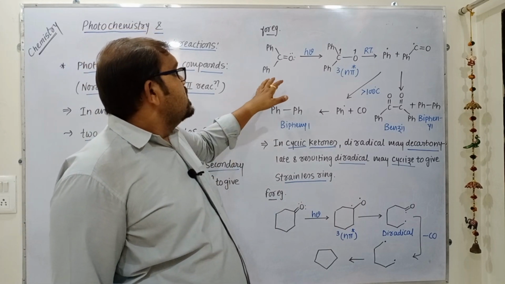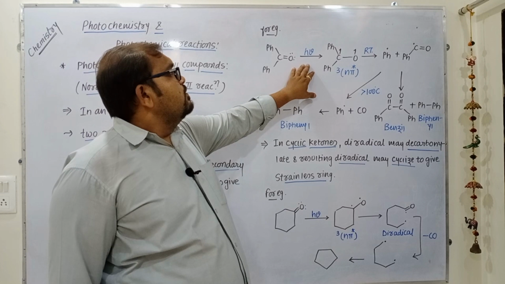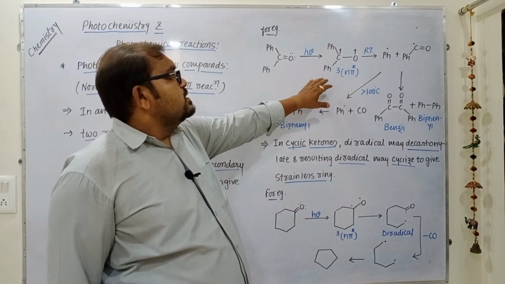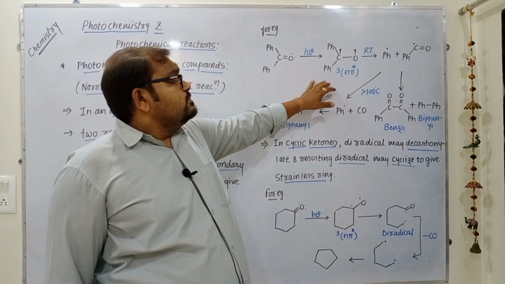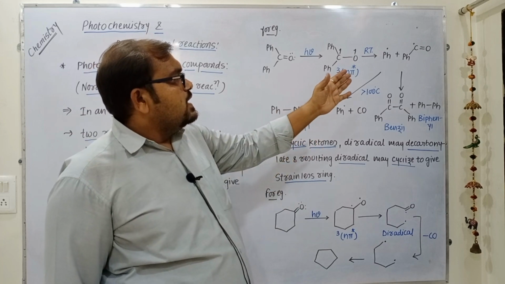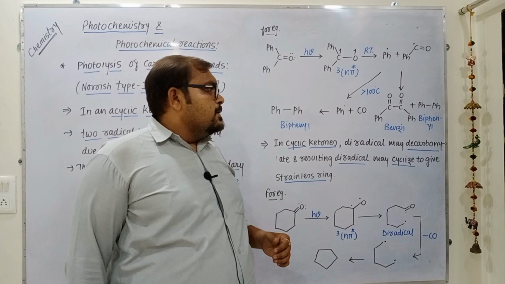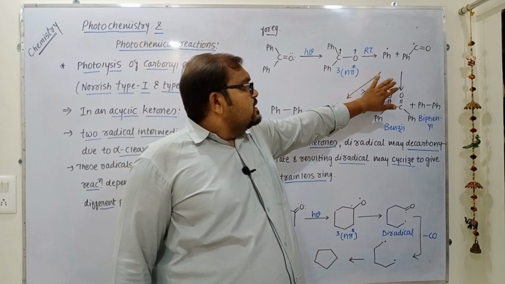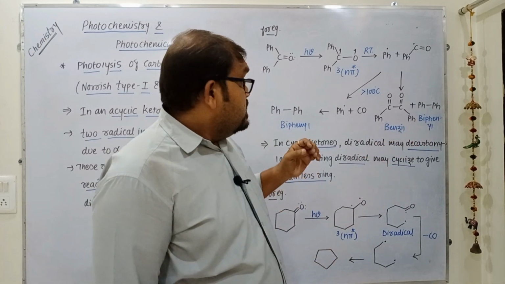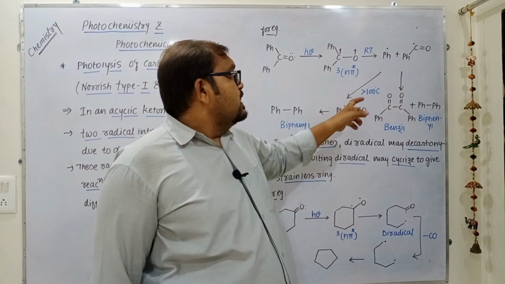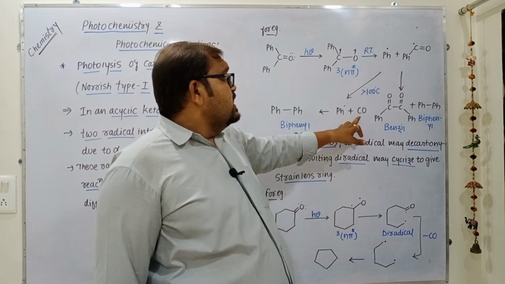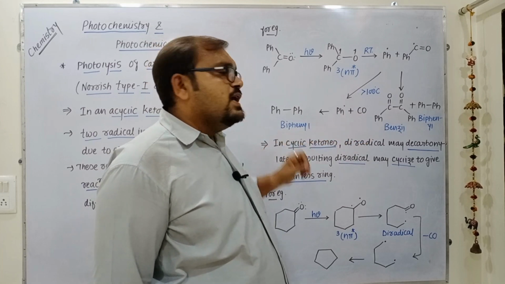When diphenyl ketone is irradiated with hν photon, then in the triplet n-π* state it will give the biradical, as we have discussed. Now at room temperature it will give two radical intermediates, such as phenyl radical and benzoyl radical. When we carry out the reaction at room temperature, it will give either benzil or biphenyl as a product. But if we carry out heating at greater than 100 degrees centigrade, then this benzoyl radical undergoes decarbonylation and we will get biphenyl as a product.